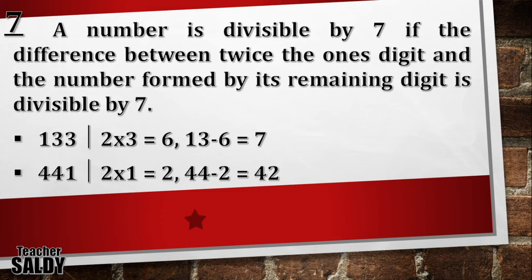Let's say 441. Taking out 1, that's 1 times 2 or 2 times 1 equals 2. So, 44, the remaining digits, minus 2 is equal to 42, okay, which is divisible by 7. Therefore, 441 is divisible by 7. So, si 441 at saka si 133, pwede mo siyang hatiin by 7 kasi yung lumitaw na difference dun sa twice the one's digit as well as the remaining digit is divisible by 7. Okay? Again, a number is divisible by 7 if the difference between twice the one digit and the number formed by its remaining digit is divisible by 7.